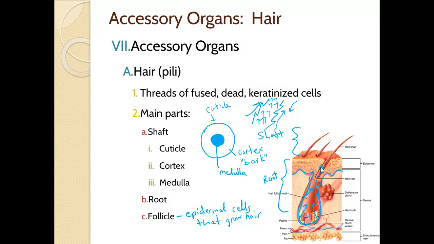So the follicle is actually the part that grows it. If you pluck your hairs, if you pull this out and you damage the follicle, it can take a longer time for the hair to grow back, and potentially the hair may never grow back if the follicle dies. So the follicle is really important because it's the reproductive part of the hair.